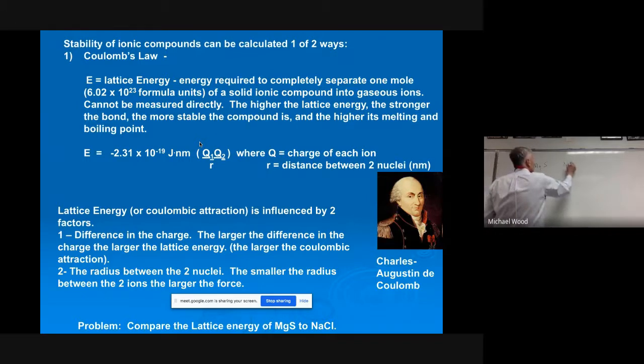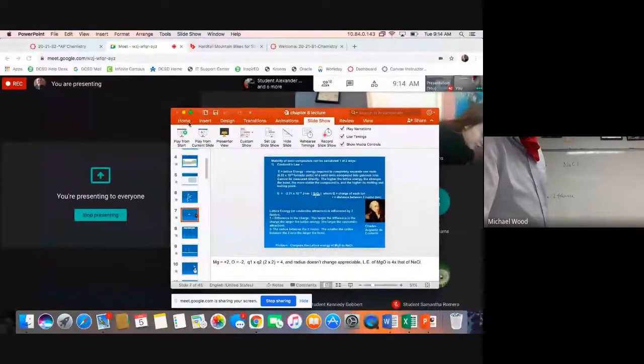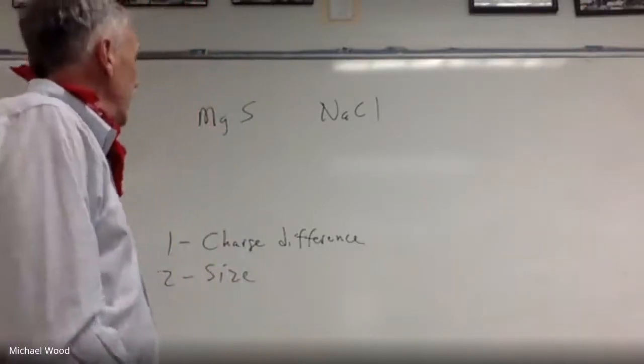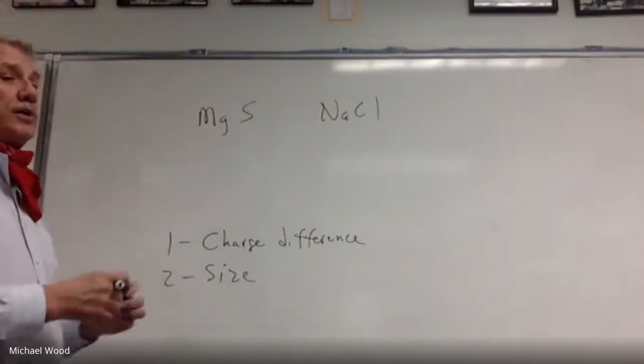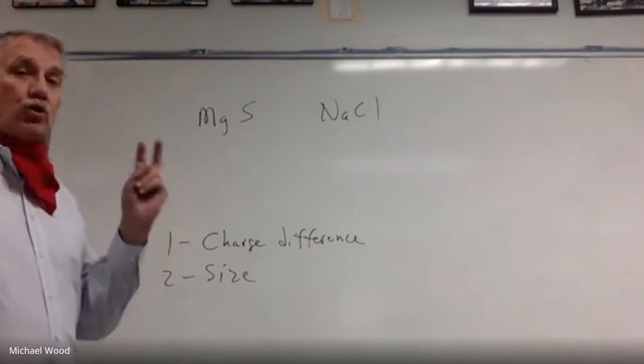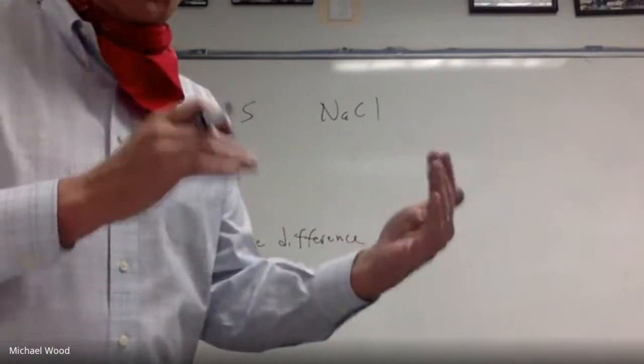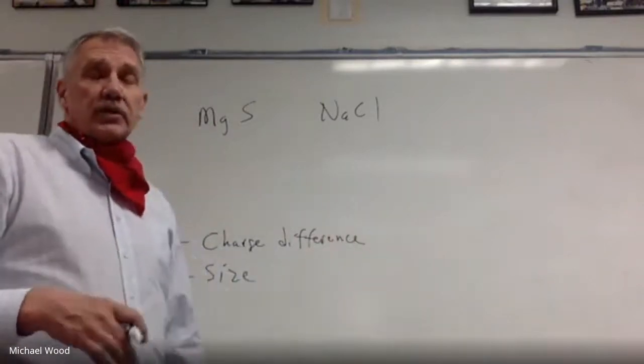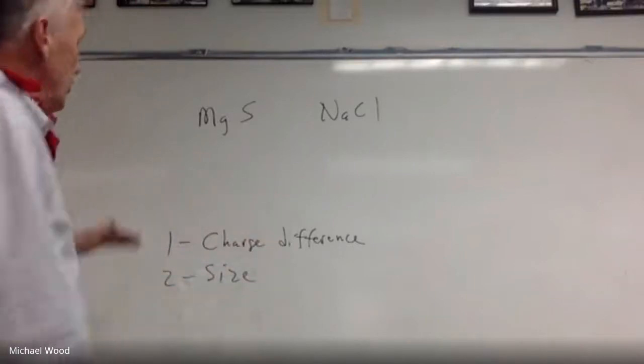Okay, so again, my criteria number one, I'm going to look at the charge difference. And number two, I'm going to look at the sizes. The question simply here is, which one's going to have a stronger Coulombic attraction or a weaker Coulombic attraction? And whichever one has a stronger Coulombic attraction or lattice energy is going to have a higher melting point, a higher boiling point. Okay, so the charge difference.